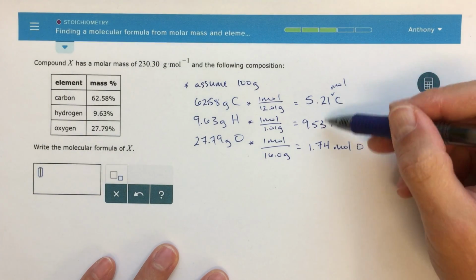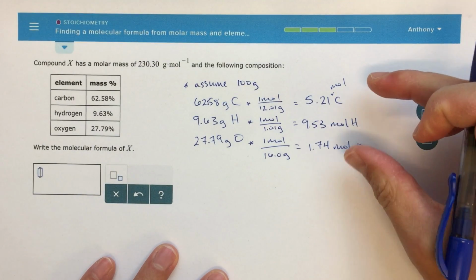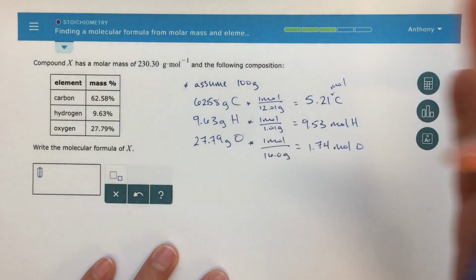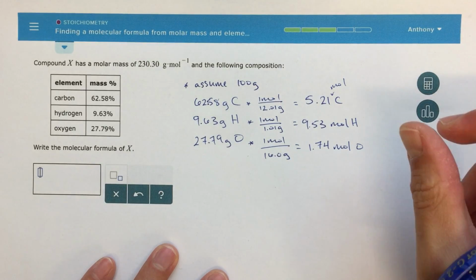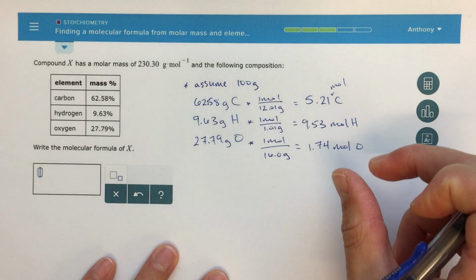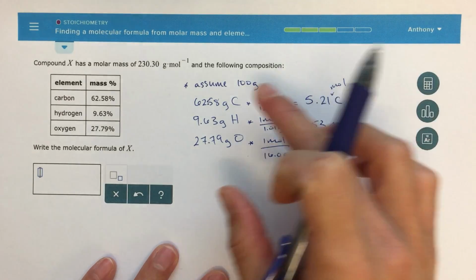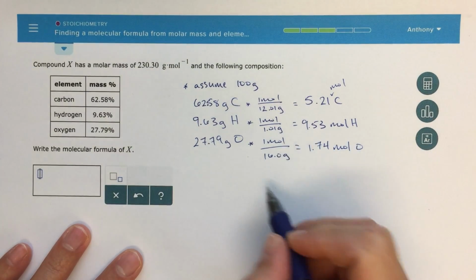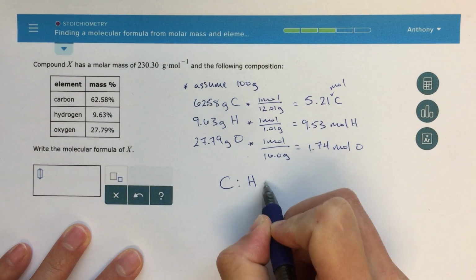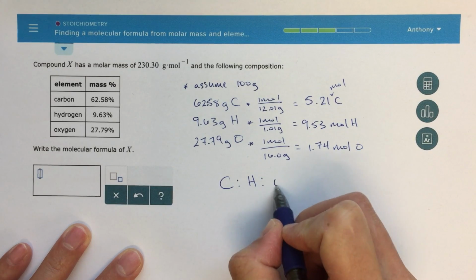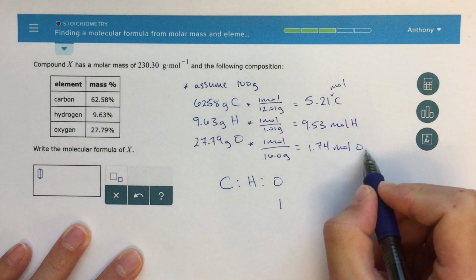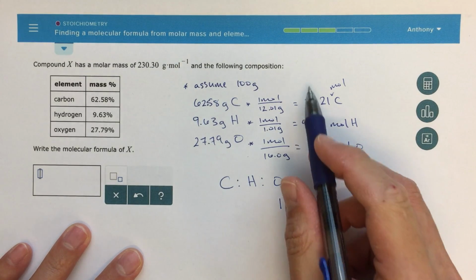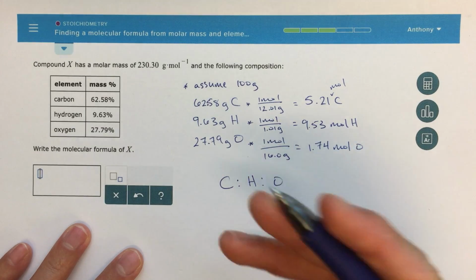So once we have these numbers of moles, this is where we're going to be comparing the ratio of carbon to hydrogen to oxygen. We can't do that over here because the numbers of grams is not the count of how many carbon atoms we have, how many hydrogen atoms we have, how many oxygen atoms we have. That's the number of moles. So we need to do this exercise first so that we can compare the number of moles. Now, what we're really looking for is a ratio of carbon to hydrogen to oxygen. And I'm going to set the ratio of oxygen to 1. The reason I'm choosing 1 is because it's the smallest number. Out of these three choices, 1.74 is the smallest number.